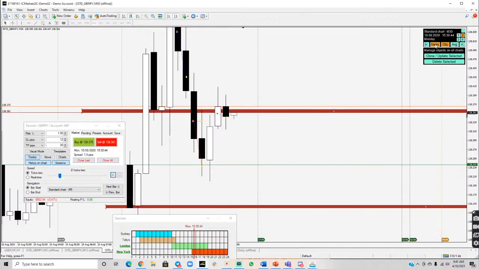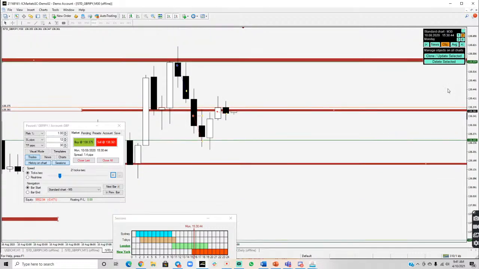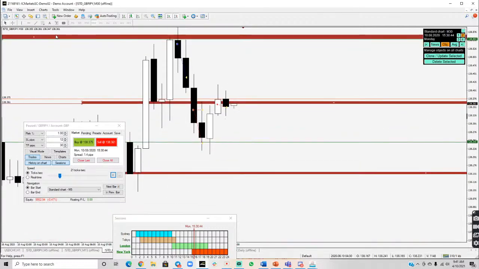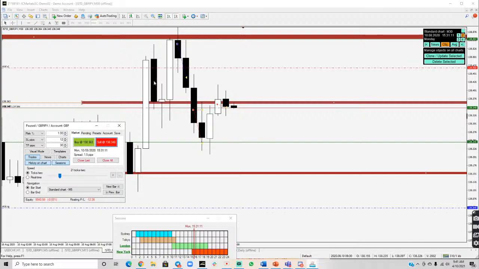So let's look if we have any news. No news. You know, measure the range to see how much pips we are playing with. 13 with continuation. Yes, so what I'm gonna do now, I'm gonna enter a sell. We are risking 12 pips.